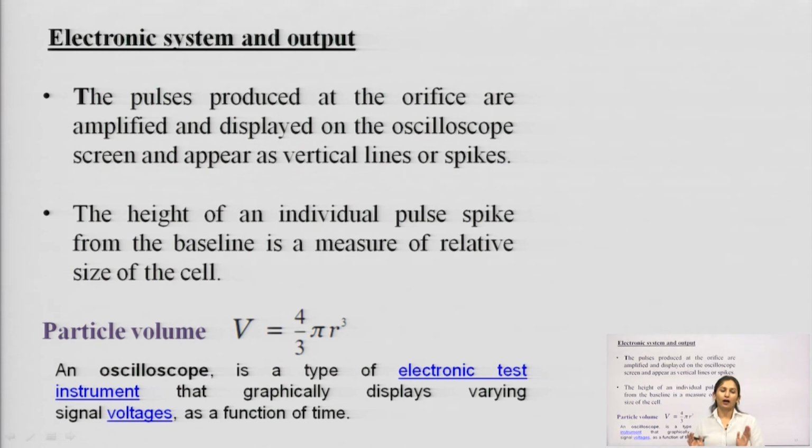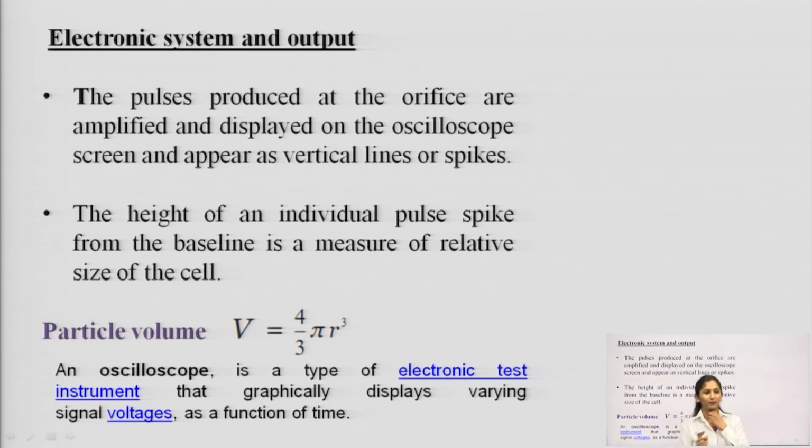The assembly of this Coulter counter we can divide into two parts: one is the electrical system and the second one is the output system. The electrical system is where you fill the sample and place the electrodes, and the output device is where you get the output signal in the form of a signal, which you decode into digital values. The pulses produced at the orifice are amplified and displayed on the oscilloscope screen, and appear as vertical lines or spikes.